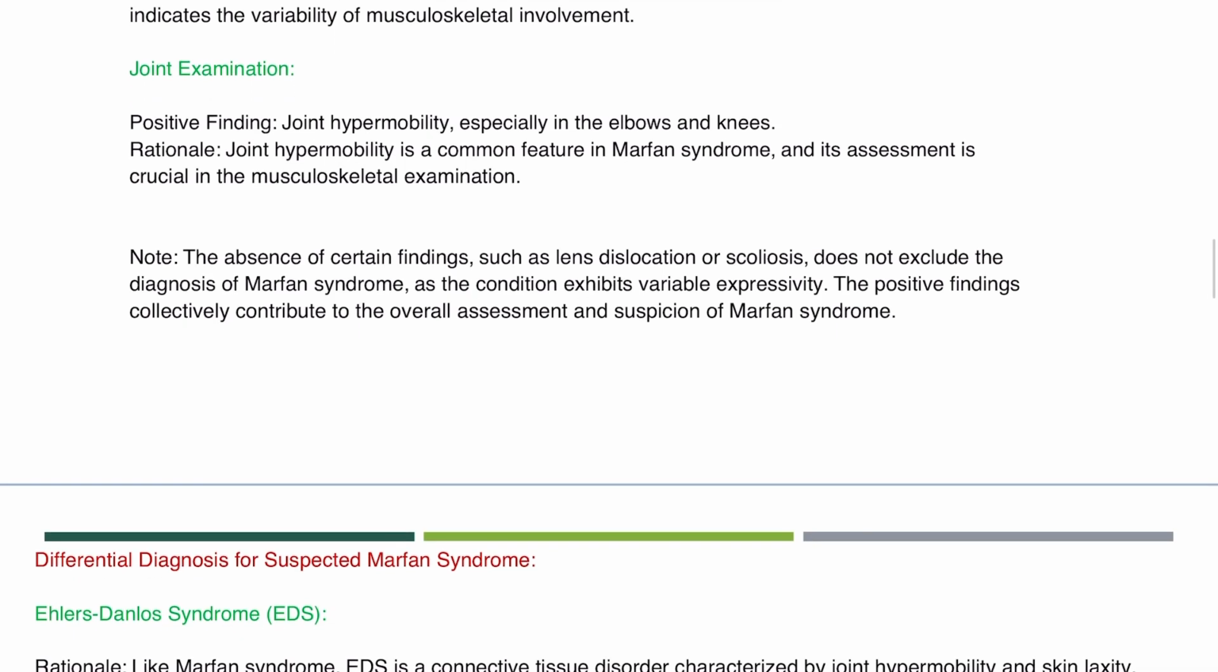So one thing, remember that if the physical examination and the outlook is Marfan syndrome, if there is absence of these signs, like if there is no lens dislocation or no scoliosis, still it does not exclude the diagnosis of Marfan syndrome, because there is a variable expressivity. So the positive findings collectively contribute to the overall assessment and suspicion of Marfan syndrome.